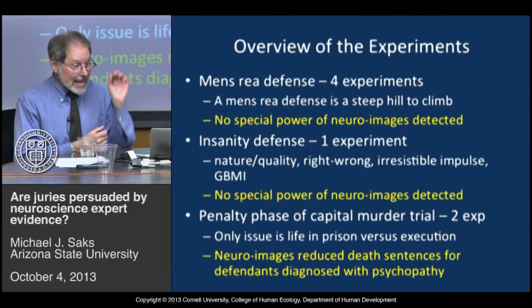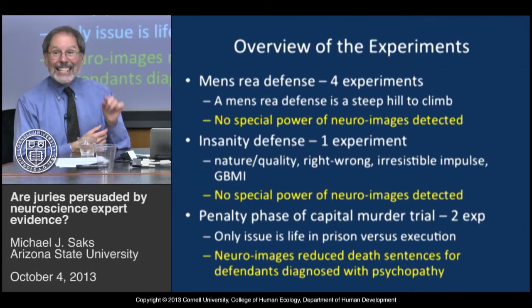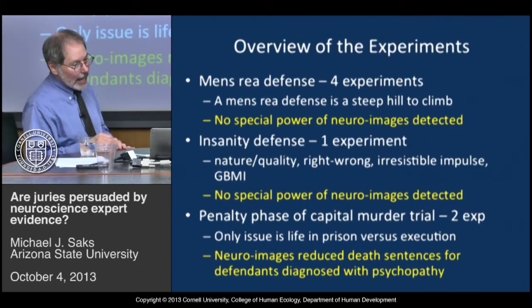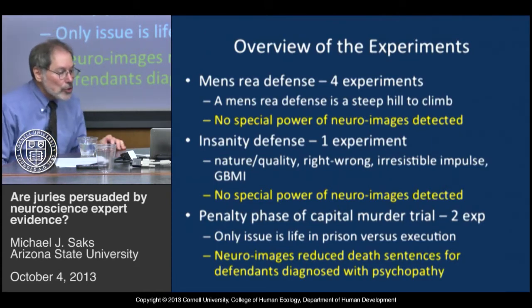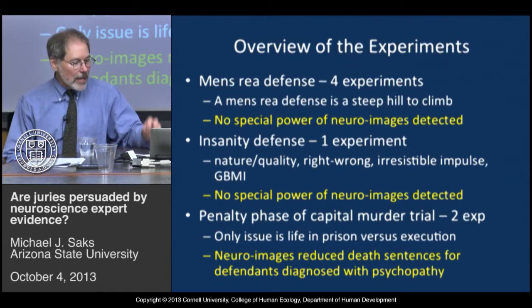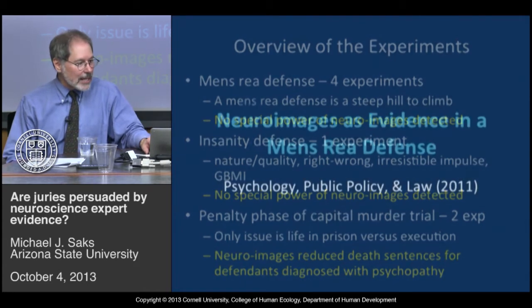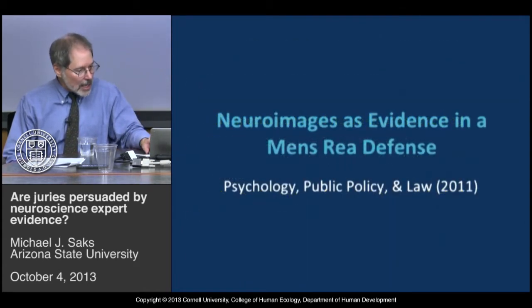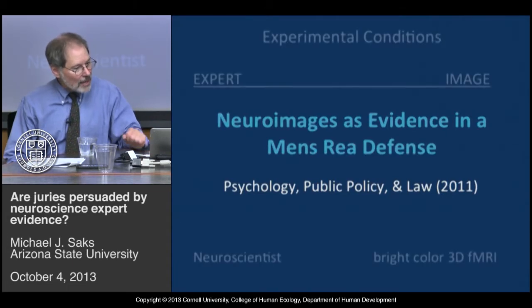The neuroimages in this study finally did something. And what they did was that they reduced death sentences for defendants diagnosed with psychopathy. So that's where we're headed. Now we're going to take the trip. So the first set of studies were in this article in Psychology, Public Policy, and Law.